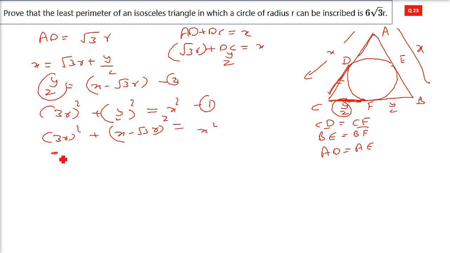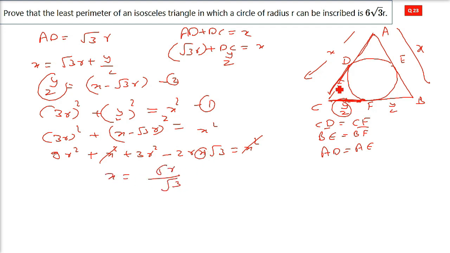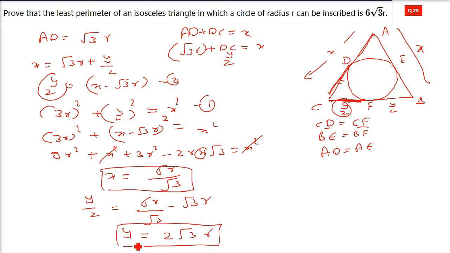Now open this. This is 3r square plus x square plus 3r square minus 2rx root 3 equals x square. X square you can cancel and there will be a relationship between r and x. Just by rearrangement, you will get x equals 6r by root 3. This side is actually AC, or you can call it AB also, because they are both equal. From the second equation, y by 2 is 6r by root 3 minus root 3r, so y you got as 2 root 3 into r.